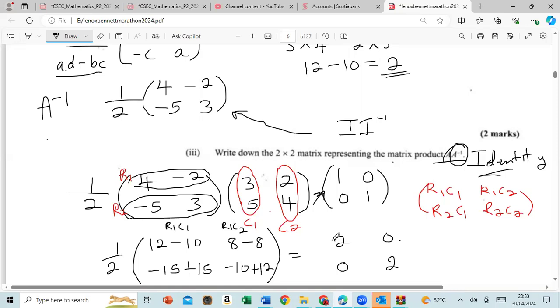How did we get the 1, 0, 0, 1? We divide by the determinant, which is this 2. So we just divide everything by 2. 2 into 2, that's 1. 0 divided by 2 is 0. Remember, we can't divide by 0, but 0 divided by a number is 0. So 0 divided by 2 is 0 again, and 2 into 2, 1. This is either 3 or 2 marks.